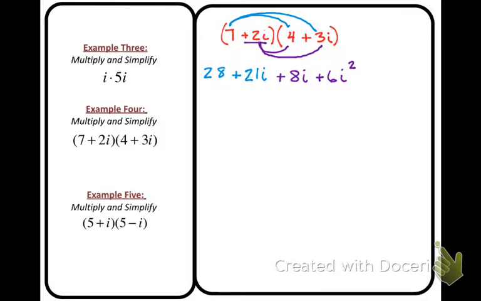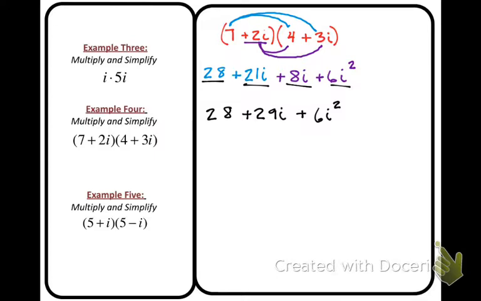First thing I'm going to do is collect my like terms. There are different routes you can take. You can deal with that i squared first, or you can just combine your like terms. I'm going to combine my like terms. So I know 28 is going to be by itself. 21i plus 8i is 29i. Plus, and then 6i squared is out here alone.